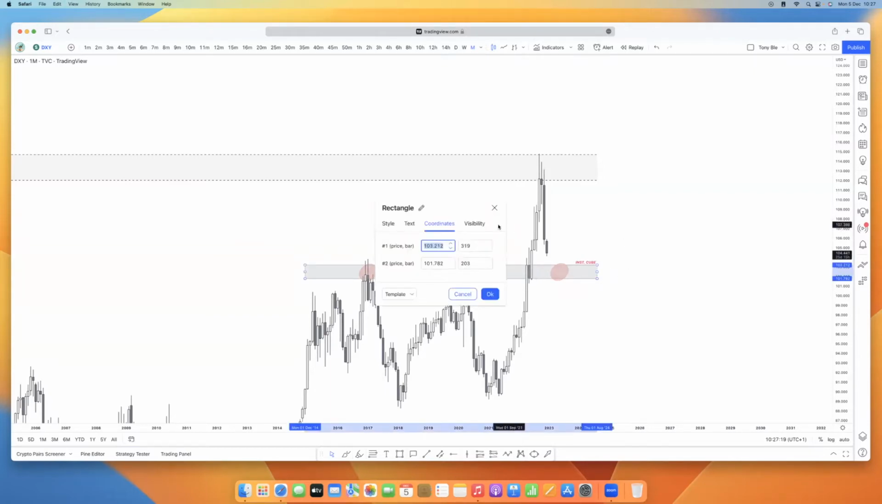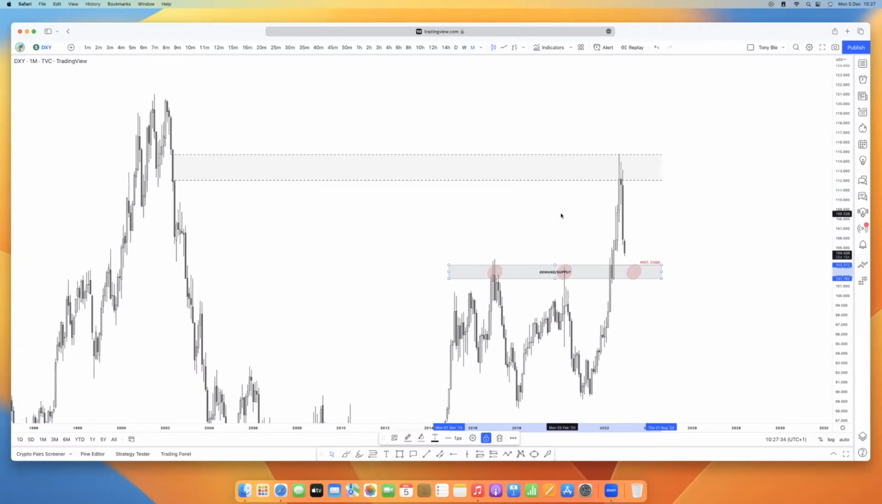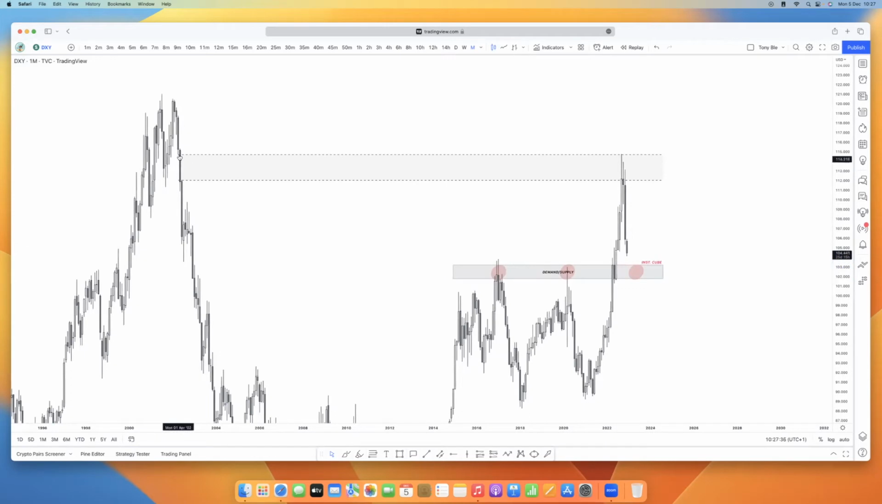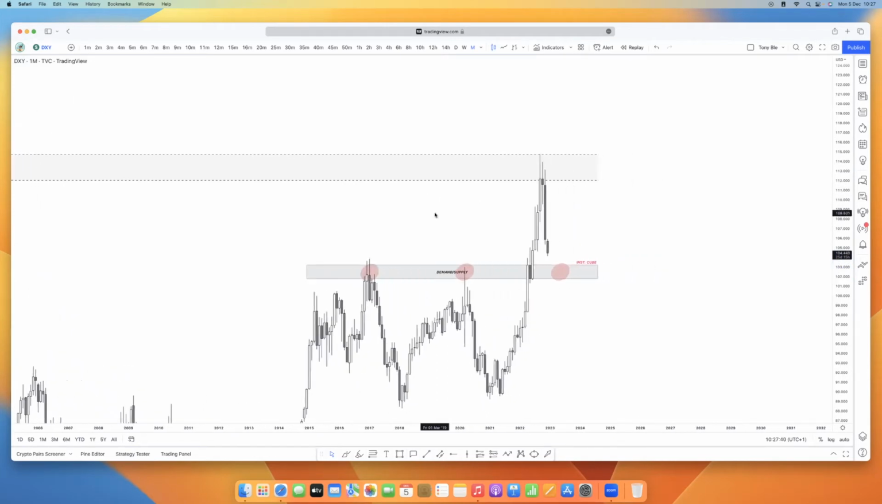So what is the number? That is 103,212 to 101,782. So that area, I can see we have this imbalance below here. So price could get there. But we are still anticipating bearishness on this pair. And price rejected from this imbalance here. We also saw this coming, right? And so it has given us rejection.